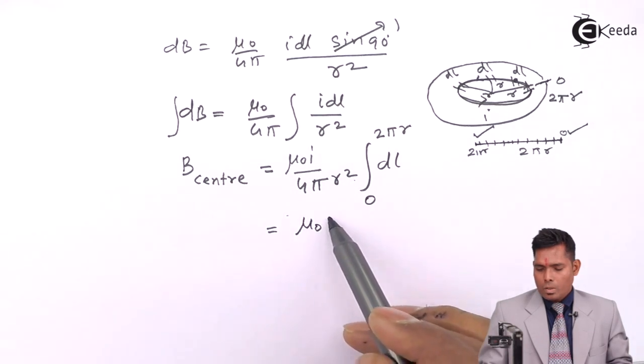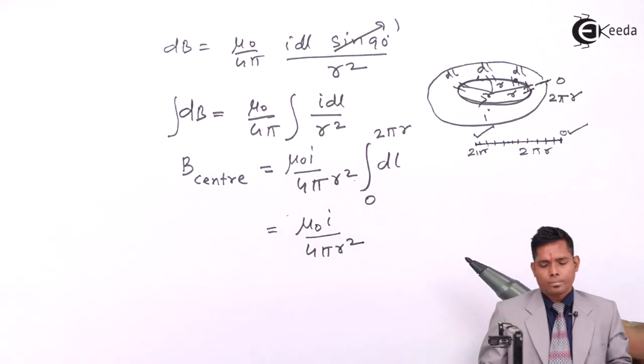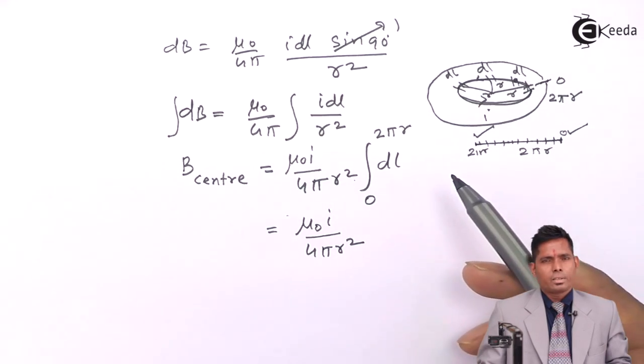Now, mu 0 I upon 4 pi r square, and the dl integration is L.